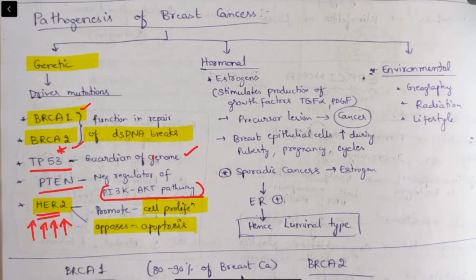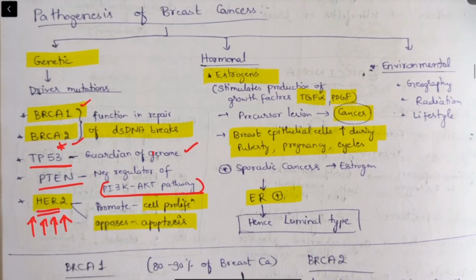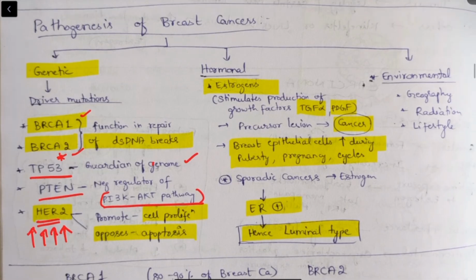Okay, what are the hormonal factors and how does it lead to pathogenesis of breast cancer? So hormonal factors, the main culprit is estrogen, because estrogen stimulates the production of growth factors like TGF alpha and PDGF, platelet derived growth factor, and tumor growth factor alpha. Okay, this will in turn lead to increase in the cell number, which in turn will cause cancers. So this is a precursor lesion for cancer, and breast epithelial cells will increase during puberty, pregnancy and cycles. This is normal. Okay, sporadic changes, what happens? Because of estrogen there will be ER plus, hence it is known as luminal type, where ER positive is there.